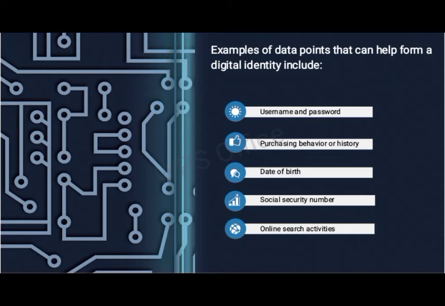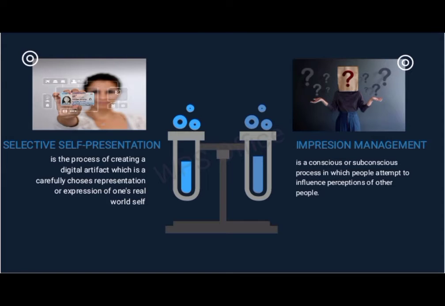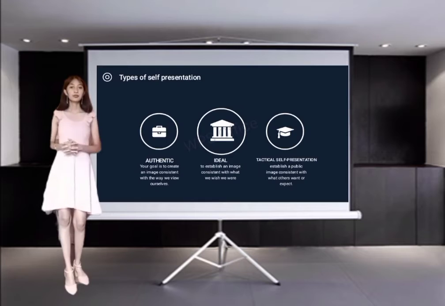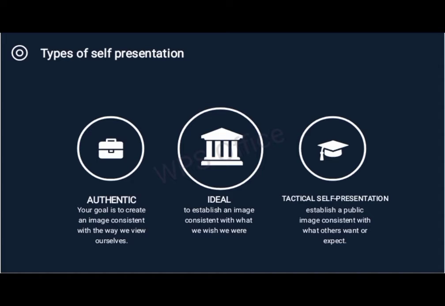and medical history. Selective self-presentation is the process of creating a digital artifact which carefully chooses a representation or expression of one's real-world self. So there are types of self-presentation: authentic, ideal, and tactical self-presentation. Your goal in authentic is to create an image consistent with the way we view ourselves. Ideal is to establish an image consistent with what we wish we were. And tactical self-presentation is to establish a public image consistent with what others want or expect.